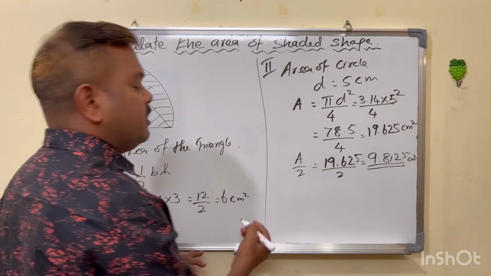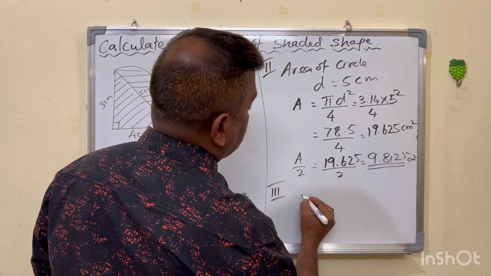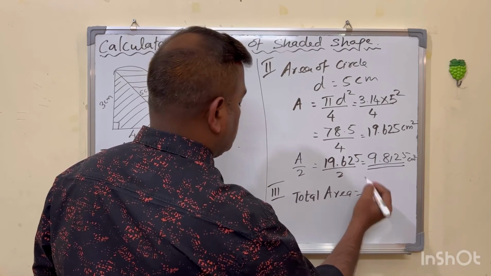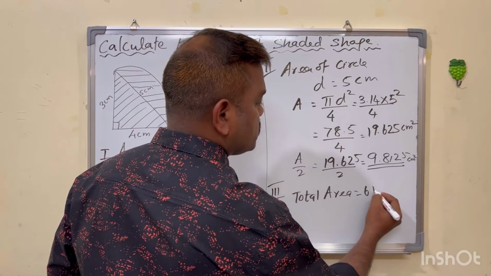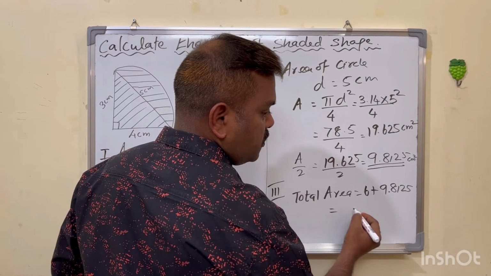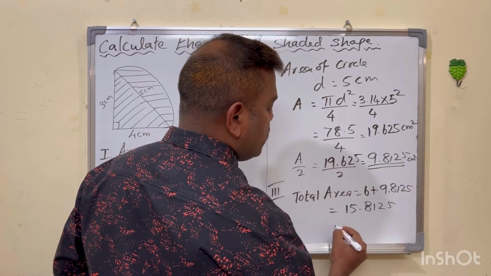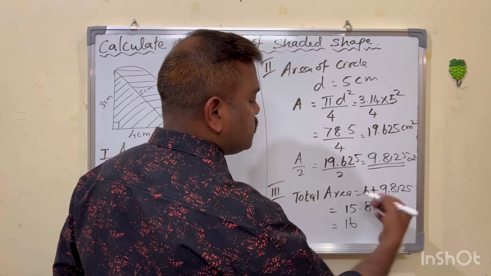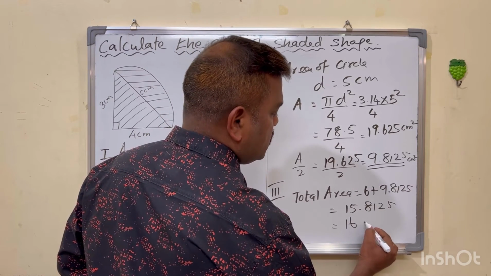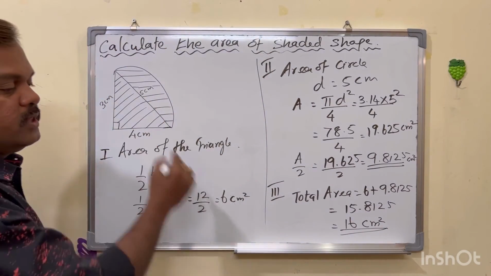Understood? Then add both. Step 3, total area. Total area is equal to 6 plus 9.8125, which equals 15.8125. We can write 16, because it is more than 5 so we can round up to 16. 16 centimeter square. This is the area of this shape.